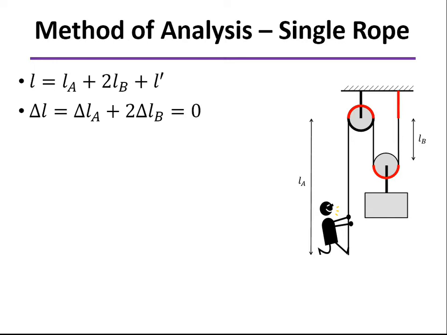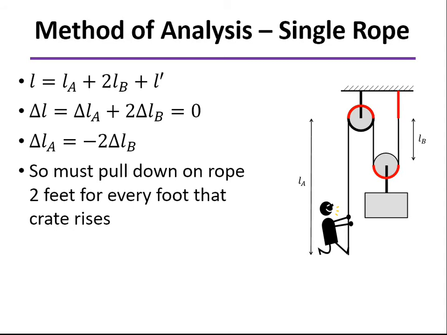When we do the change in length, of course, the L primes don't change, and we end up with this expression, which says that we have to pull down on the rope 2 feet for every 1 foot that the crate rises. Similarly, the relationships between velocities and accelerations would be the same thing. I have to pull down at twice the rate that the crate is rising.